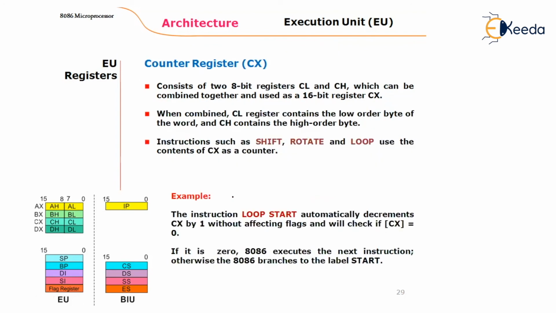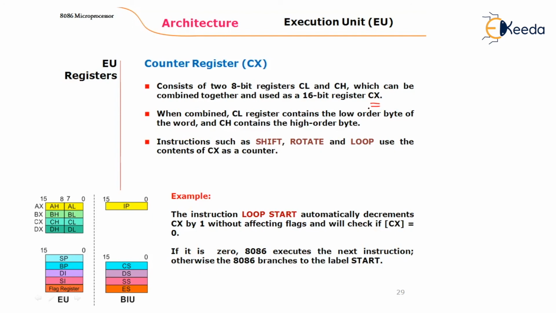Counter register CX, which is going to be initialized by the loop count. Every time when you perform a loop within your program, there will be a count initiated, right? That loop count will get transferred to the counter register. That consists of, of course, two 8-bit registers CL and CH, and finally CX is the total. When combined, the CL register contains the lower ordered byte of the word and CH contains the higher ordered byte. Instructions such as shift, rotate, loop use the contents of CX as a counter.